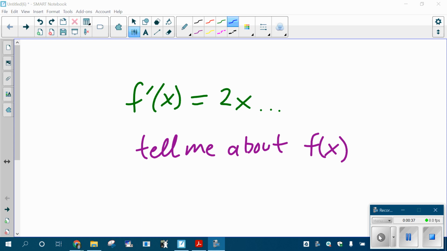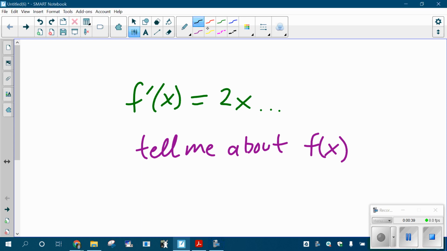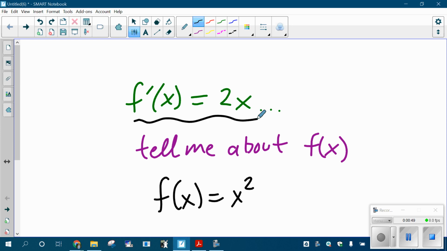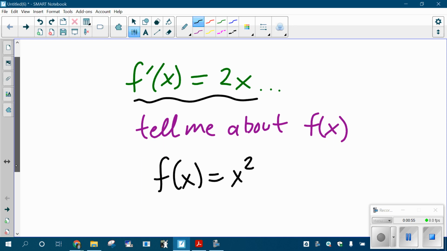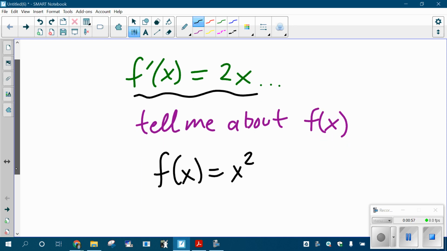I think most of you probably said, hey, I know what f of x is. F of x is x squared. Why? Because when you do the derivative of that, you use your power rule, and you'd get that the derivative was 2x. But I'm going to challenge you there, and I'm going to say, is that the only possible function that f of x could be?